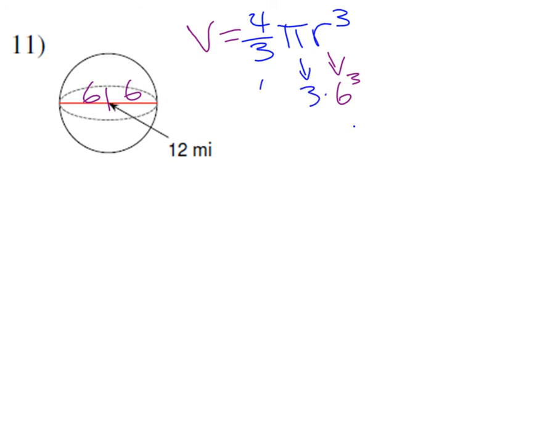So r cubed is going to be 6 to the third power. Pi is still 3, 4/3 is still 4/3. We would then have to do 6 cubed, which is 6 times 6, which is 36 times 6 more. Don't shout it out, just work it out. Please don't shout stuff out.